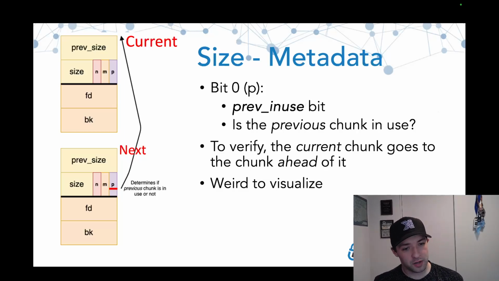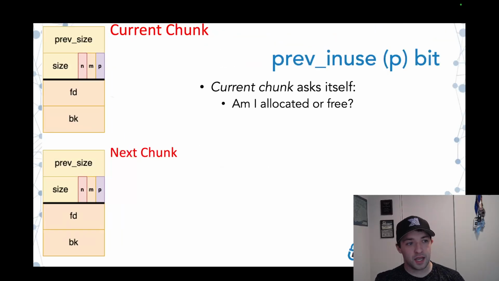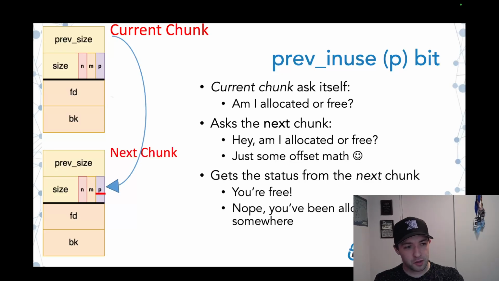And all this is really weird to visualize. I hope the diagram on that side makes this nice to see. So this is asking, is the previous chunk to me in use? And if this is a 0, then it is not in use. If it is 1, then it is in use. So practically speaking, if you're on the chunk on the top, we're calling the current chunk, it goes, am I allocated or not? I'm not sure. So it goes ahead of it.